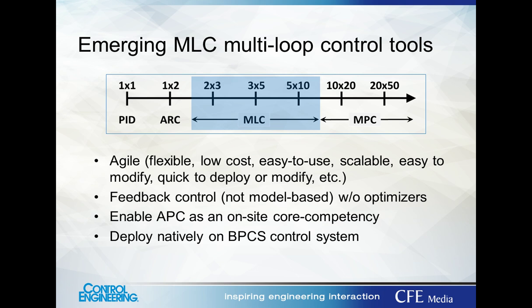So what are the qualities and features industry needs in emerging MLC tools? In a word, agility. The lack of agility, in a word, has been the reason MPC has been unable to absorb these mid-range applications. To be agile, MLC will probably be mainly a feedback control technology and avoid dependence on models and optimizers to the extent possible.